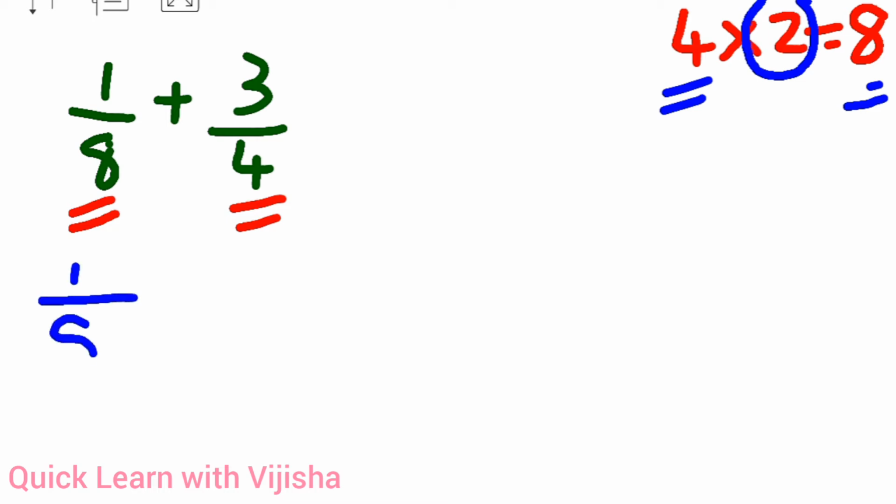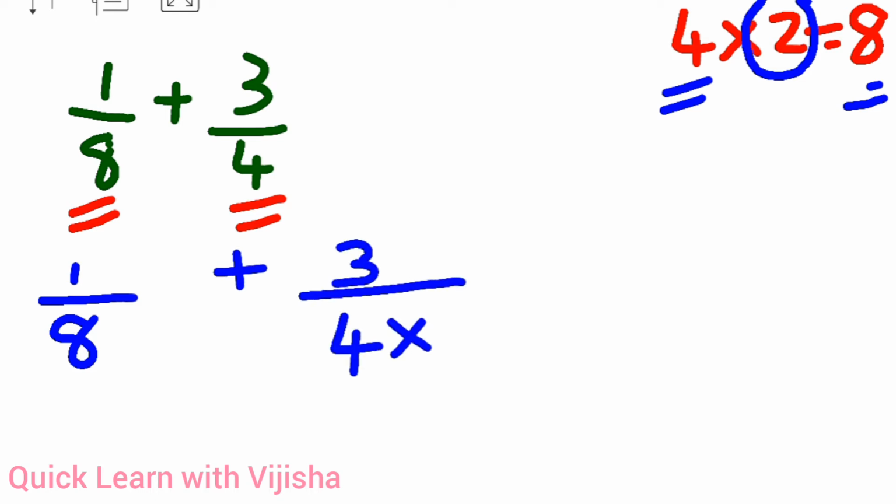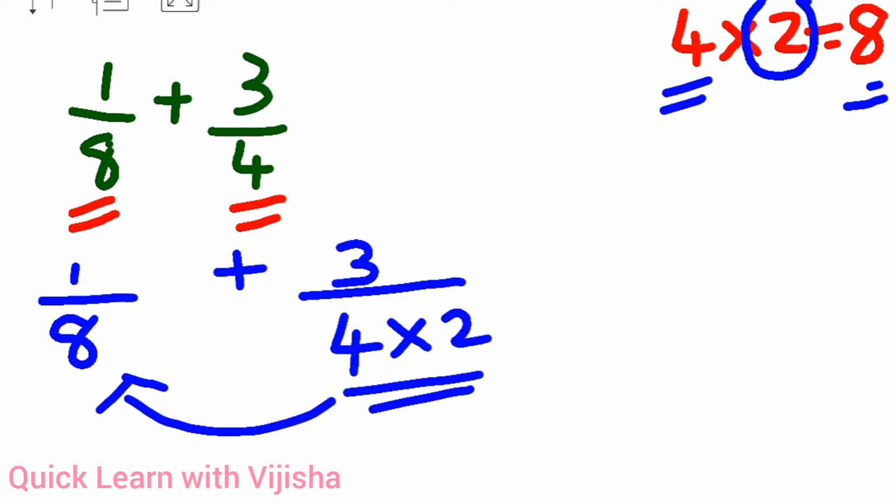We will write here 1 upon 8 plus 3 upon 4. So 4 2s becomes 8. Understanding children? Whenever you have multiplied the denominator with 2, we will multiply the numerator as well. Don't forget this students. So what will be the answer you get?